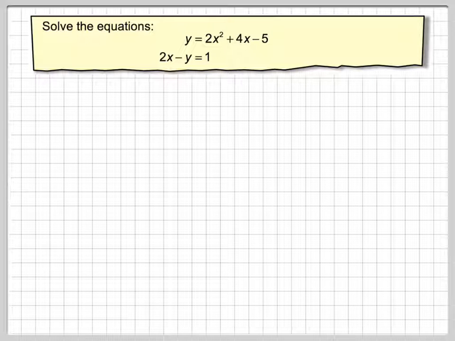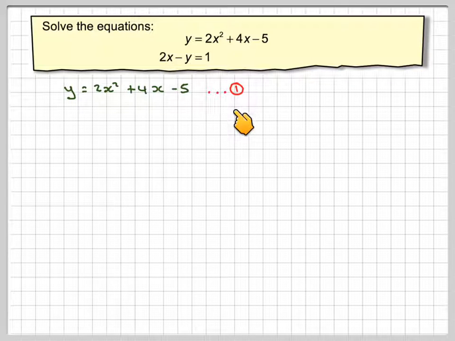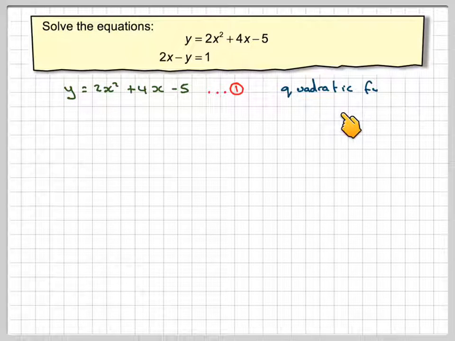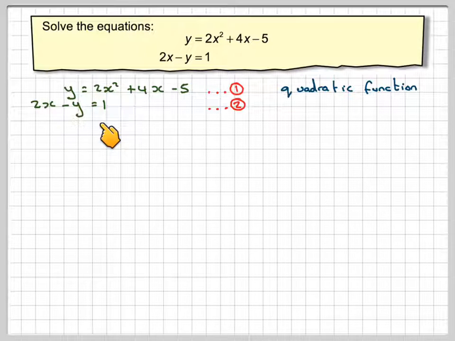Okay, in this video we're going to look at the intersection of a quadratic function with a line. So we've got: solve the equations y is equal to x squared plus 4x minus 5 and 2x minus y is equal to 1. Writing down the first one, I'm labelling it number 1. This is a quadratic function, as we already know, and we know that 2x minus y is equal to 1. We'll label that 2, a line.